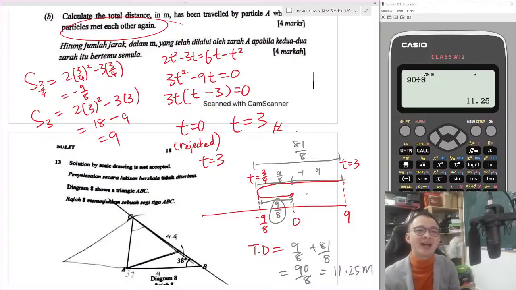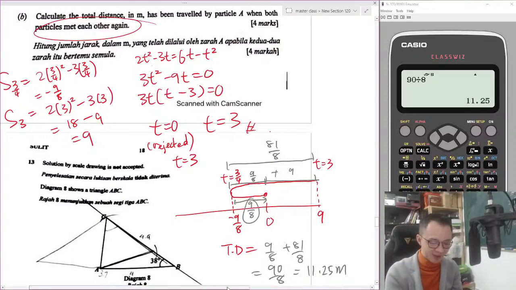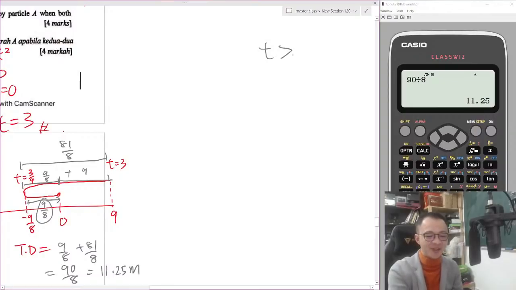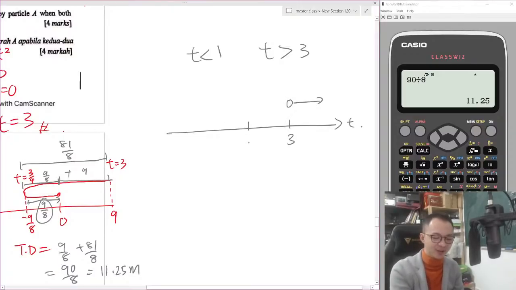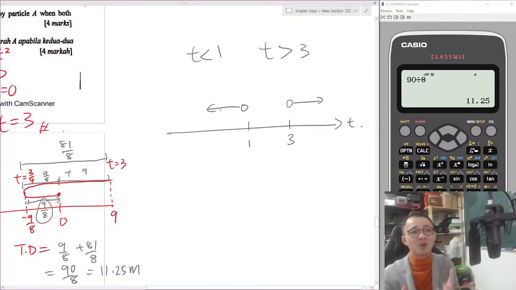What do you mean by overlap? Okay, what I mean by overlap is like this. Let's say today the time is bigger than 3, and time is less than 1. If you draw the time axis, this is 3, bigger than 3 going this direction. Let's say this is 1, less than 1 going this direction. You realize the time doesn't overlap, right? Basically it means both of them don't have the same direction at any time.